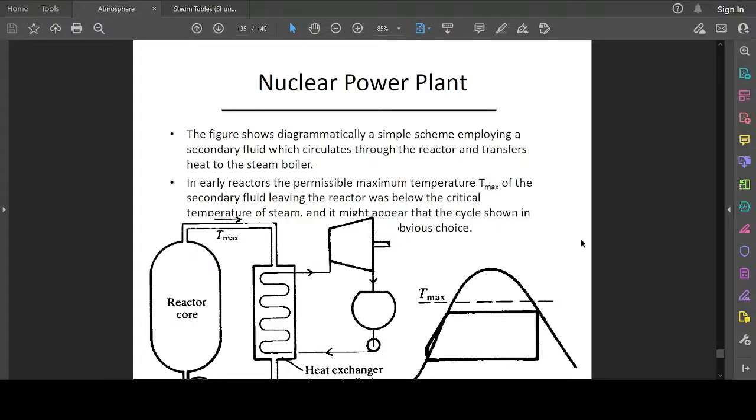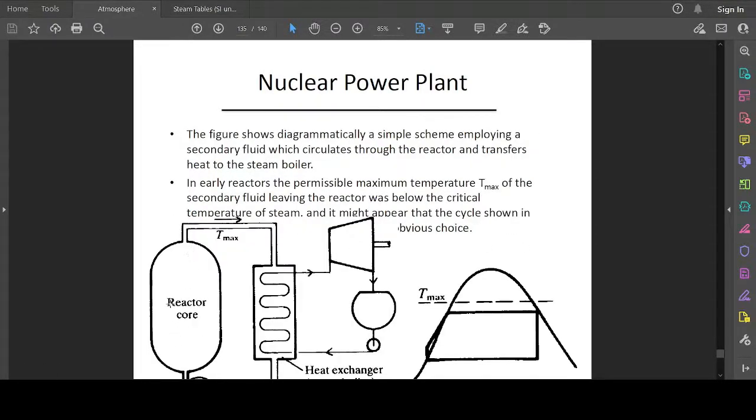So the figure shown shows diagrammatically a simple scheme employing a secondary fluid that circulates through the reactor and transfers heat to the steam boiler. In earlier reactors, the permissible maximum temperature, the Tmax, of the secondary fluid leaving the reactor was below the critical temperature of the steam, and it might appear that the cycle shown here gives us the obvious choice.